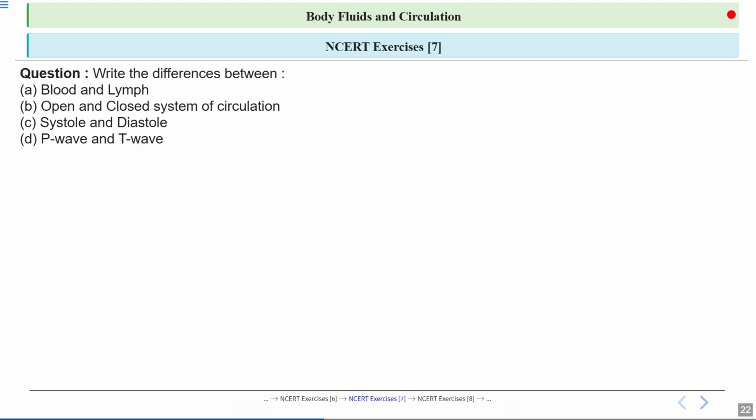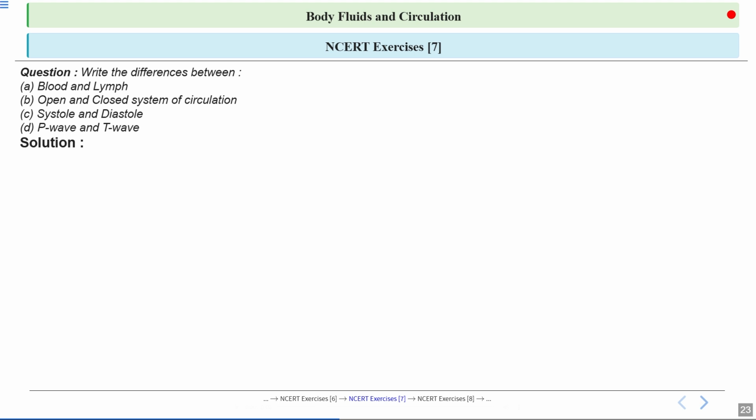Next question, write the difference between blood and lymph, open and closed system of circulation, systole and diastole, and P wave and T wave. What will be the correct answer? Let's have a look at the answer for this question.